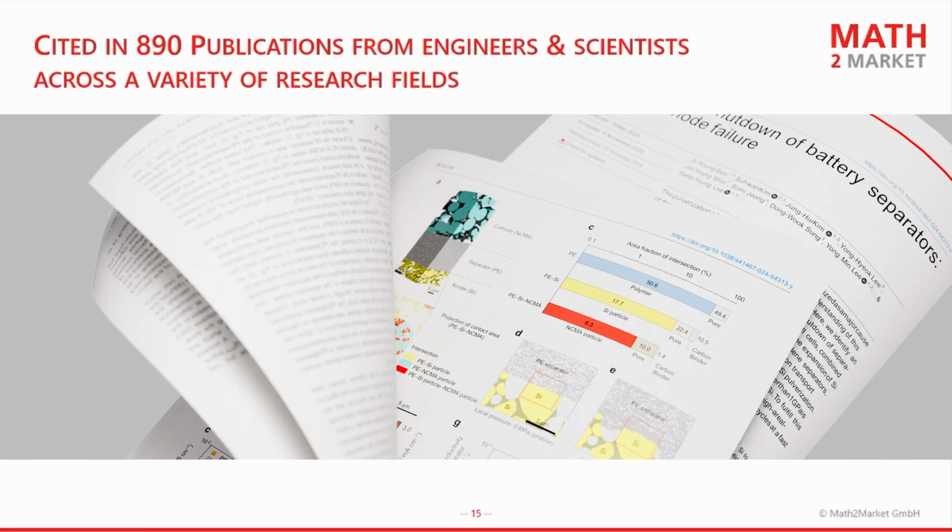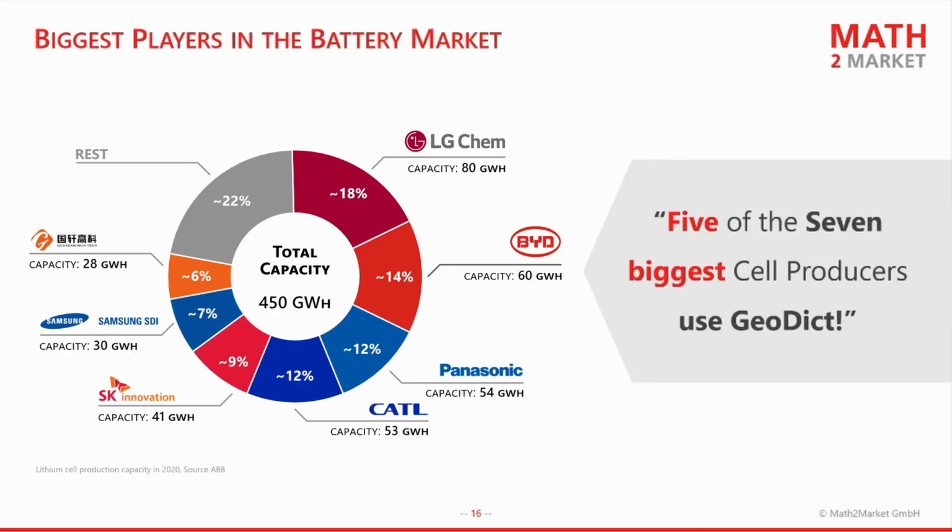GeoDict is already very widely used in material research and development. There are 890 publications from engineers and scientists all over the world who are doing research with GeoDict, and 150 of them are in the field of batteries. We are also very proud that 5 of the 7 biggest cell producers are using GeoDict already. And yeah, let's now get started and look at the tool so that you can see it yourself.